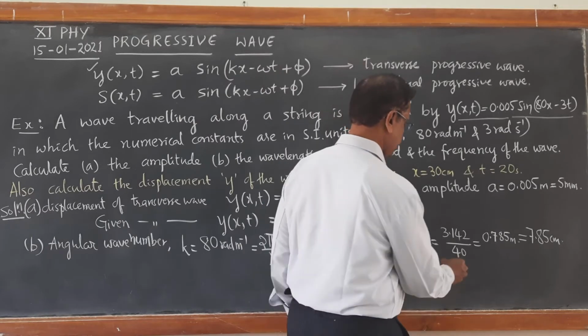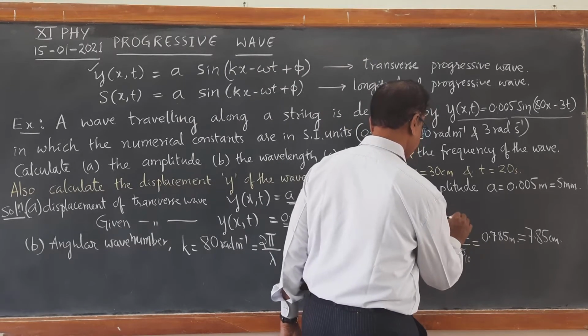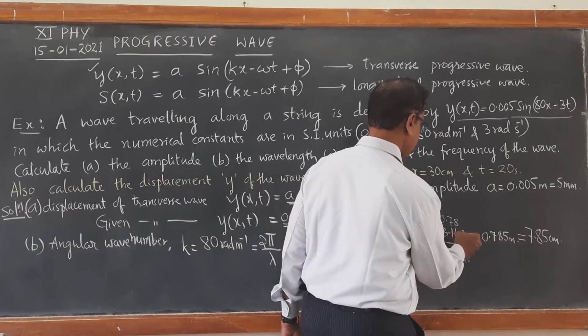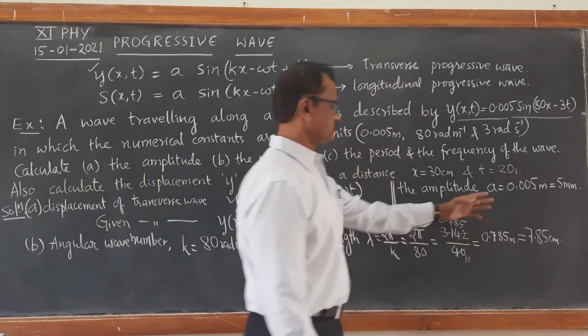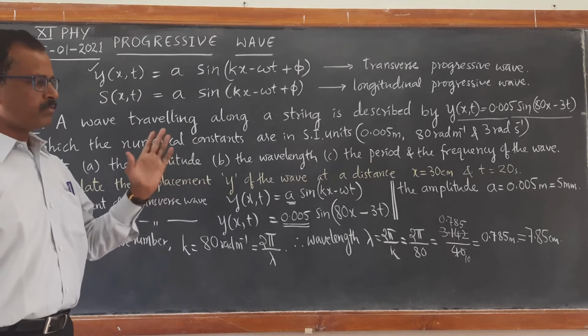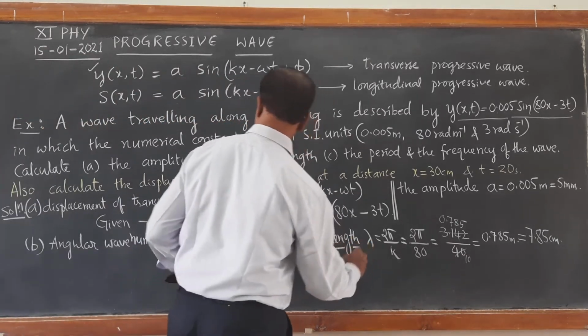So 4 ones are 4, 4 tens are 40, so you can cancel here. 4 7s are 28, 3 remains. 4 8s are 32, 2 remains. 4 5s are 20. So you get 0.785 meter, which is equal to 7.85 centimeter. That becomes the wavelength. So the second question is over.